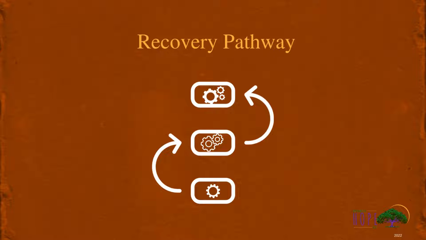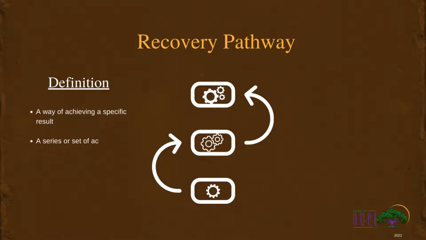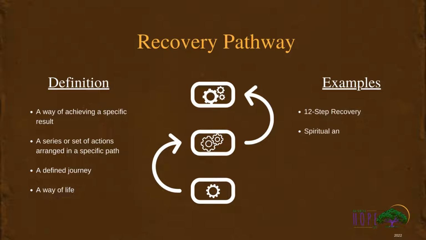Recovery pathway. A recovery pathway is a way of achieving a specific result. That basically means it's a series or set of actions that go together. A defined journey, a way of life. Examples of pathways are 12-step recovery, like Alcoholics Anonymous, spiritual and religious traditions, career path, educational journey, and mental health treatment.